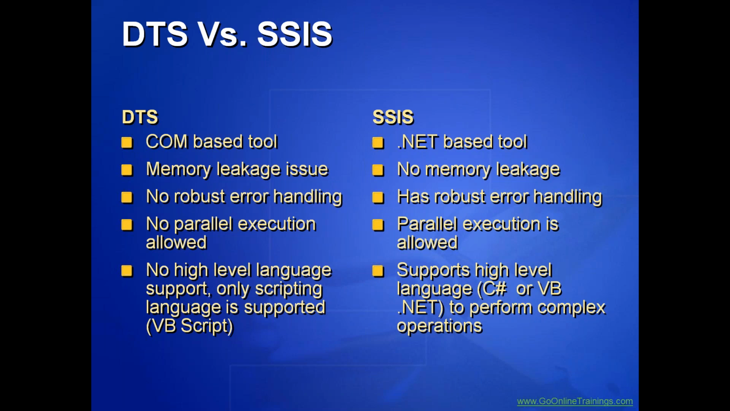Now, C Sharp and VB.NET are completely high level languages. You can write any kind of automation, any kind of complex task. If something is not handled by SSIS, then you're going to replace that. For example, I go to the hospital, my heart is not working, then you're going to replace your heart with some machine, right? So you can work. Like that, if SSIS is not able to do it, then .NET comes in and does it.